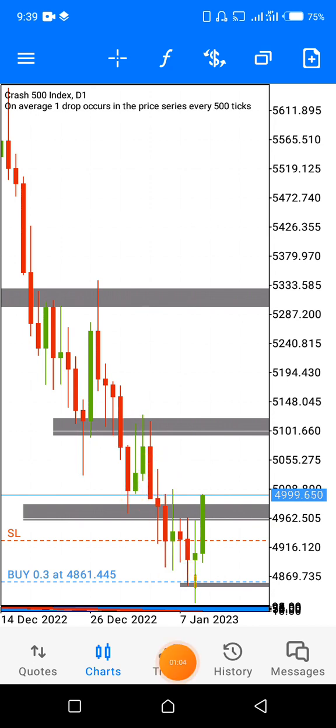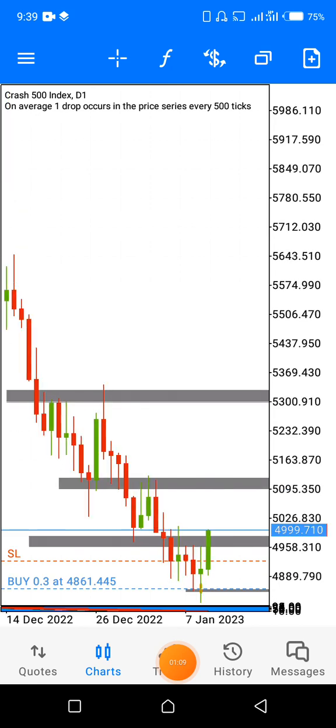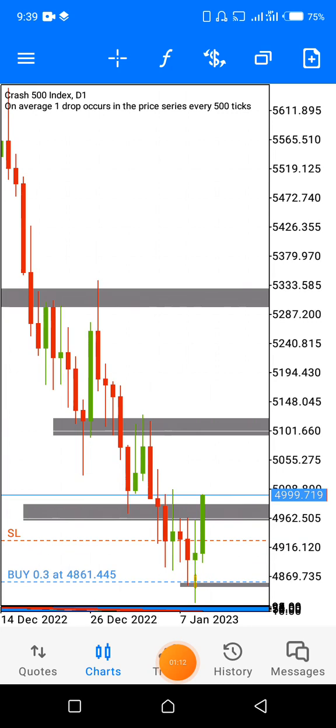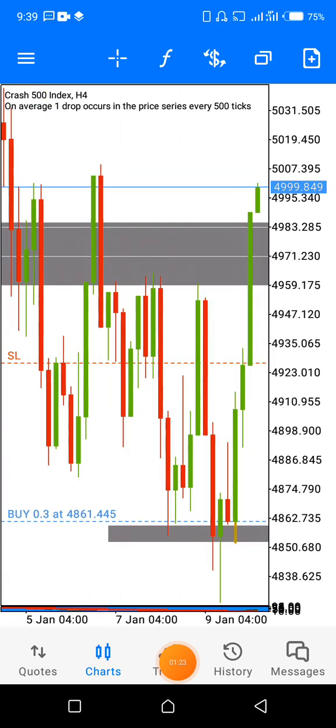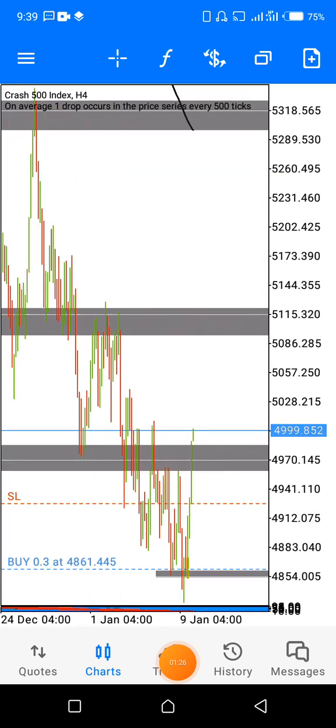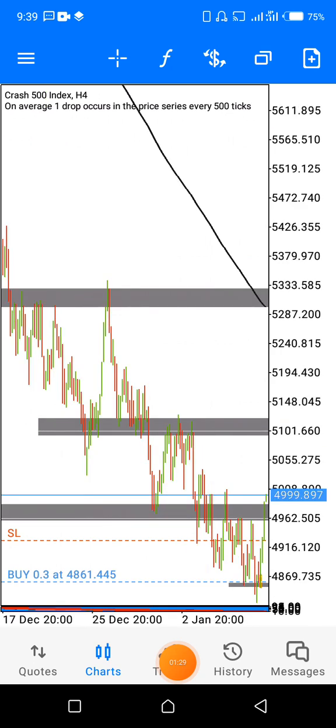So basically what I did in this daily time frame is to mark out my zones where the market tends to respect. So that's what I did here. So let's just go down to H4 to see if we can get a clearer view of what's happened. You can see the market is still respecting our zones, still making lower highs and lower lows.